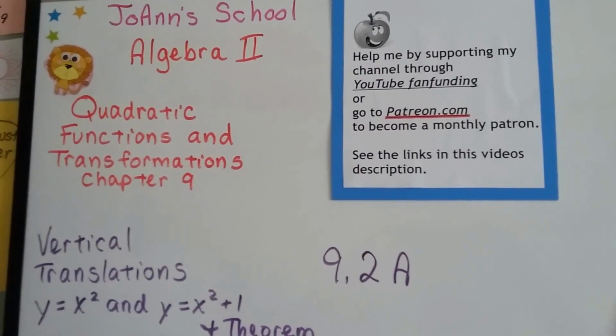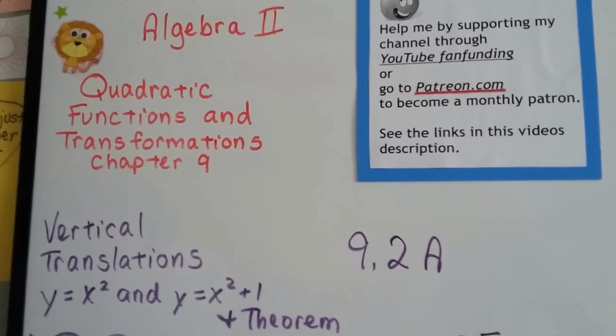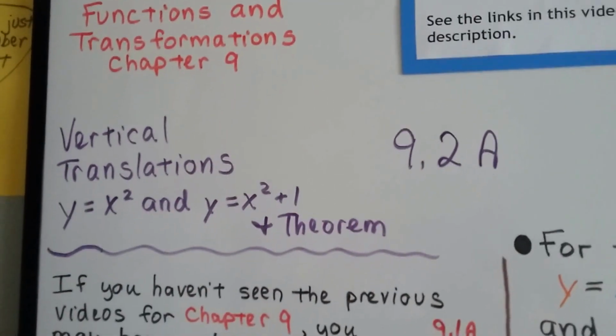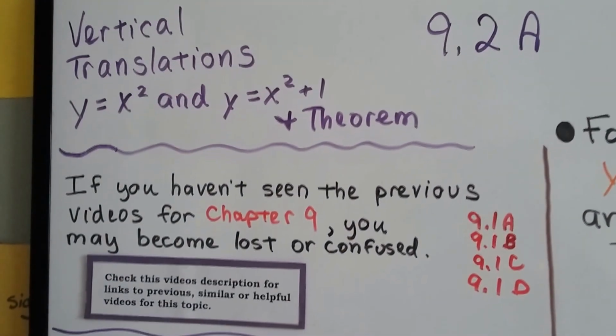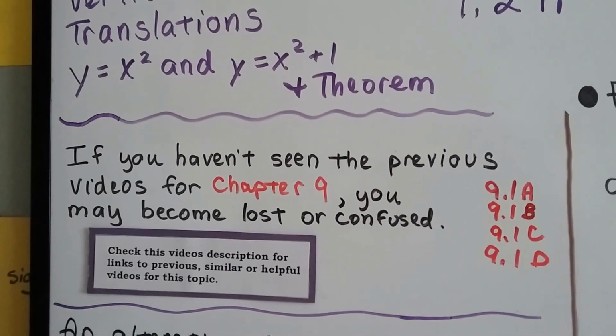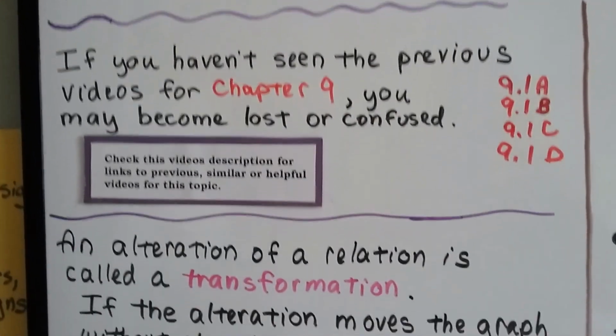We're now in Algebra II at 9.2a, and we're going to talk vertical translations, and I have a theorem for you. If you haven't seen the previous 4 videos and you become lost during this video, just click in the description and watch the previous ones to catch up.